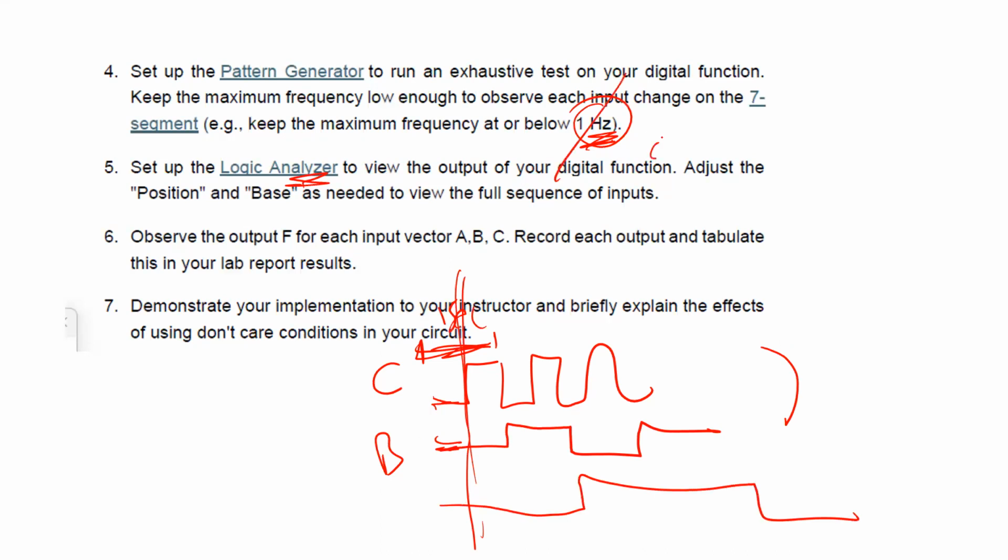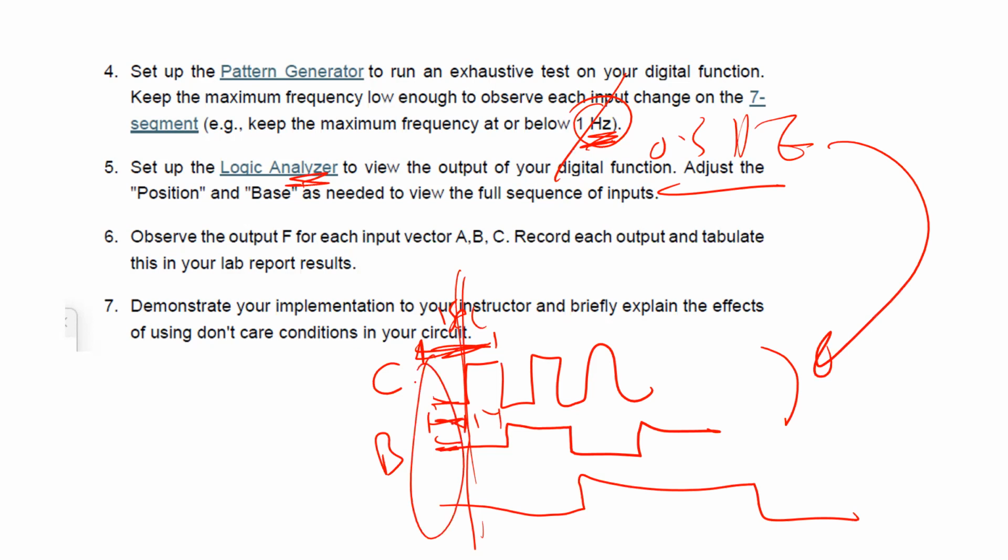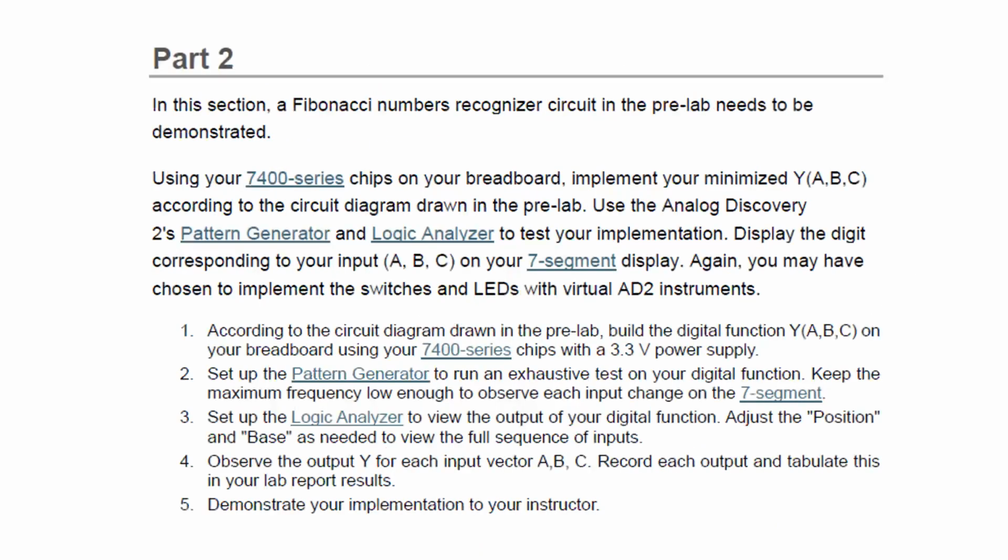If you make this one half hertz, so this is 1 second, 1 second. So you can change every number every 1 second. Anyway, and then here I'm asking you to record each output and put it in a table, demonstrate it. This is a very easy part.